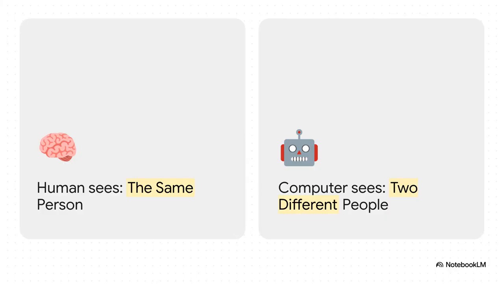And this, right here, this gets to the very heart of it. A person looks at this and immediately sees the same name. It's obvious, right? But a computer that's programmed to look for a perfect letter-for-letter match, it just sees two totally different entries. And this is where so many data projects just grind to a halt.